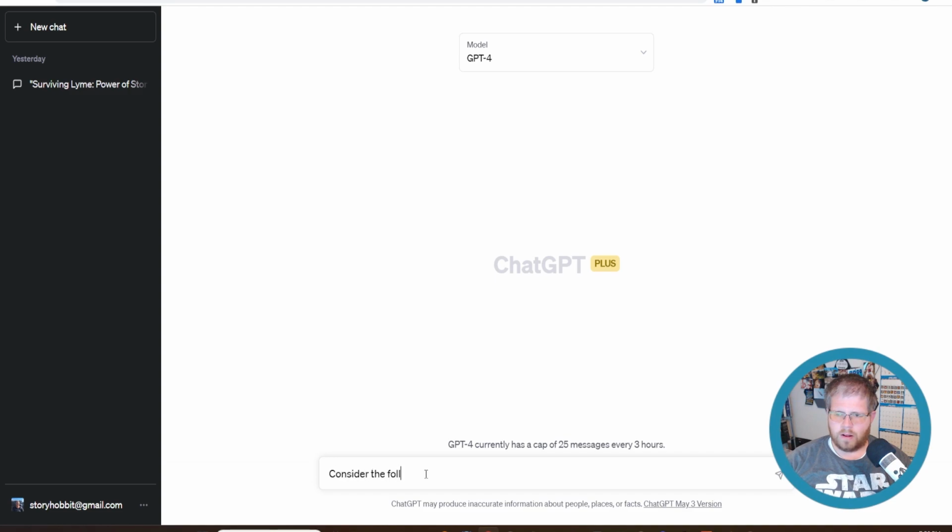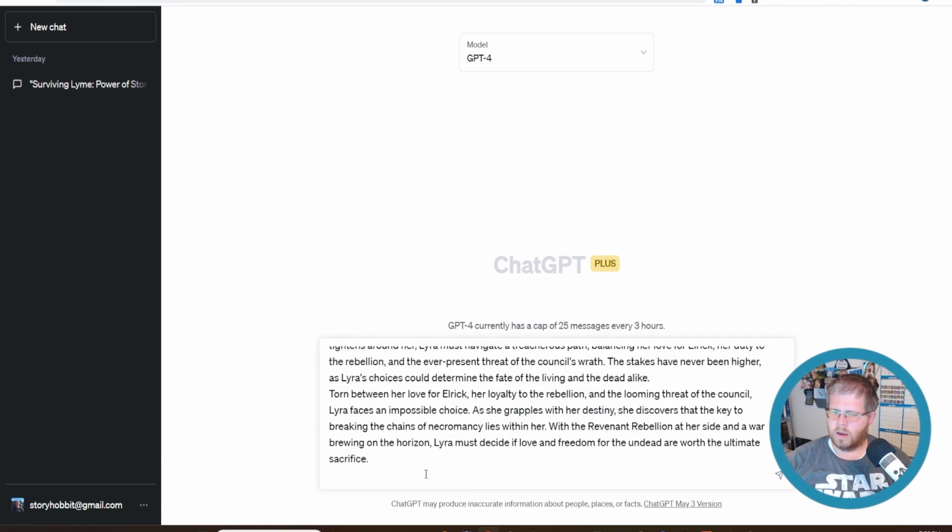consider the following synopsis and process, type read when you have to show you understand, and then I paste that in there.